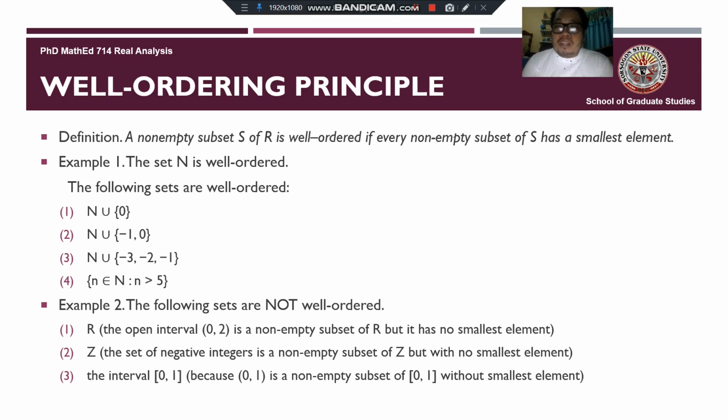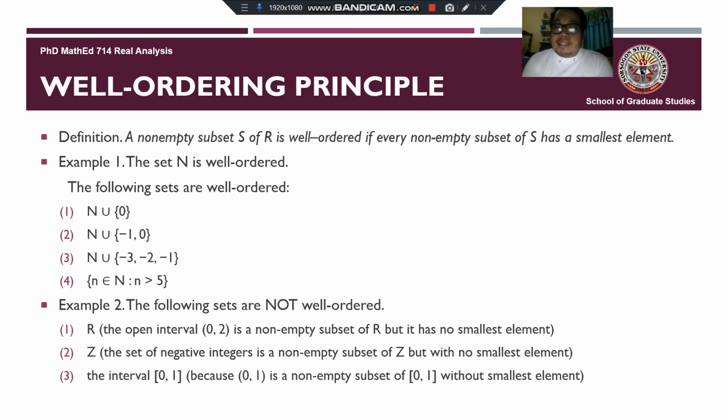So based on its definition, a non-empty subset S of R is well ordered if every non-empty subset of S has the smallest element. So one of the conditions to be satisfied is it should be a non-empty subset. And the second is that the subset S from R contains the smallest element. Or in other words, we can easily identify the smallest element of such subset.